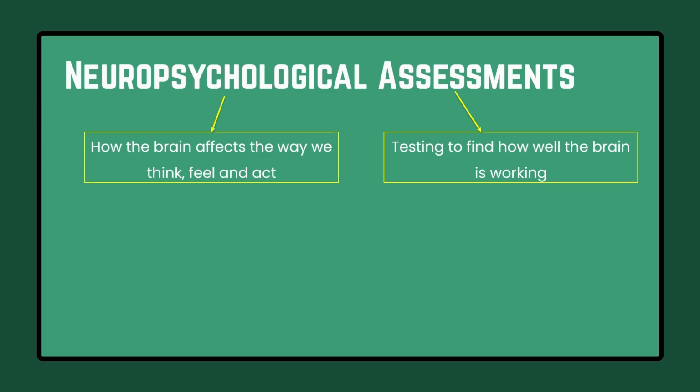And what does the brain do? It is influencing how you think, feel, and act. So it's like a checkup of the brain. It helps you to find out which parts are strong and which parts might need some extra help.